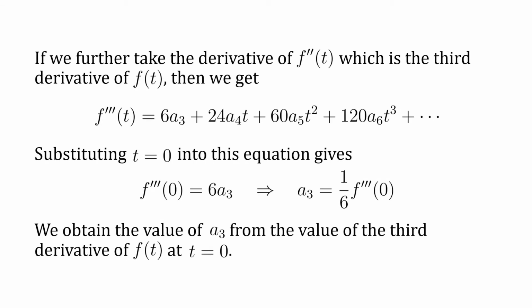If we further take the derivative of f2 dash of t, which is the third derivative of f of t, then we get f3 dash of t is equal to 6a3 plus 24a4t plus 60a5t squared plus 120a6t cubed plus etc. Substituting t equals 0 into this equation gives f3 dash at 0 is equal to 6a3. Therefore, a3 equals 1 over 6 f3 dash at 0. We obtain the value of a3 from the value of the third derivative of f of t at t equals 0.